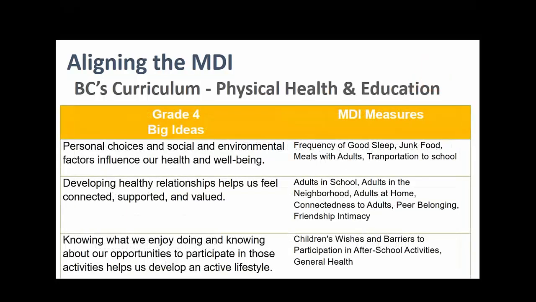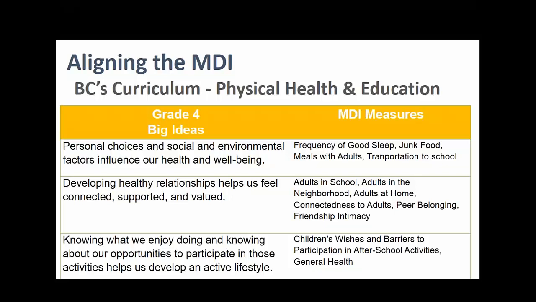We've also recently developed an alignment between the physical health and education competencies. So for grade 4, again, you can see some of the big ideas around personal choices and social and environmental factors influencing health and well-being. The MDI measures such things as frequency of good sleep, junk food, meals with adults, transportation to school. So again, it's not a direct assessment, but a reflection of some of the areas that we know are aligned between the two. So that's grade 4.